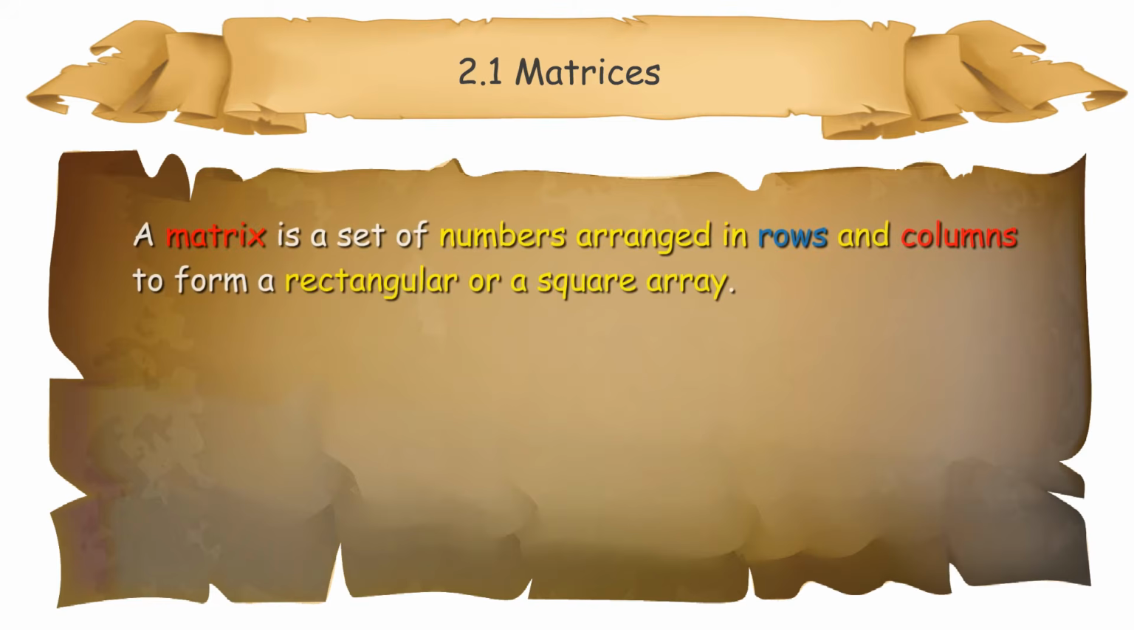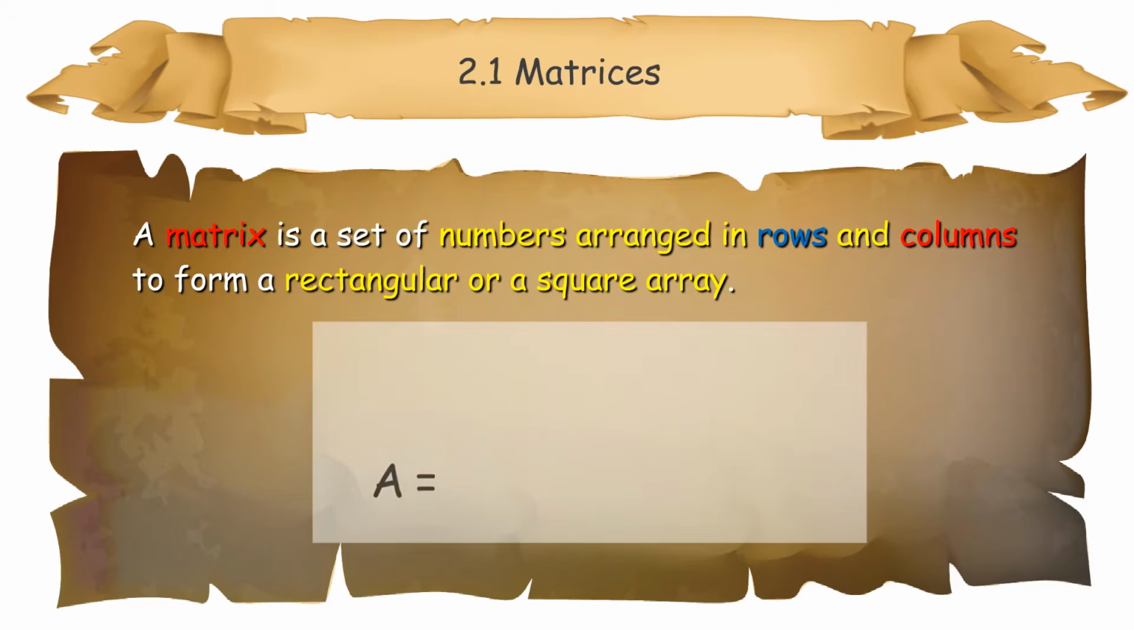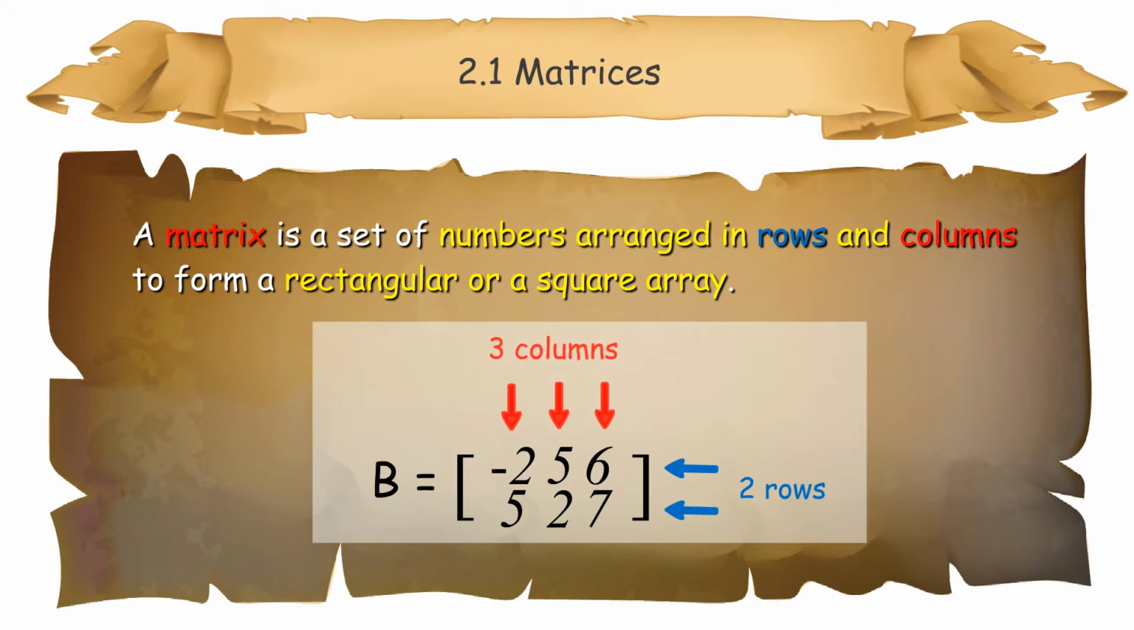First, let us understand what a matrix is. A matrix is a set of numbers arranged in rows and columns to form a rectangular or square array. A matrix is usually represented with a capital letter, such as A or B, and written in brackets or square brackets. Matrices can be used to represent information from real situations.